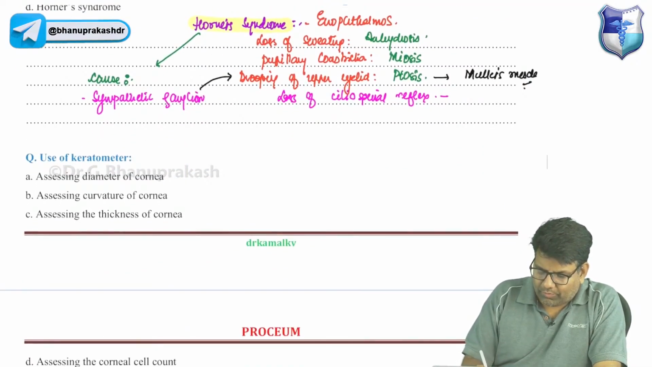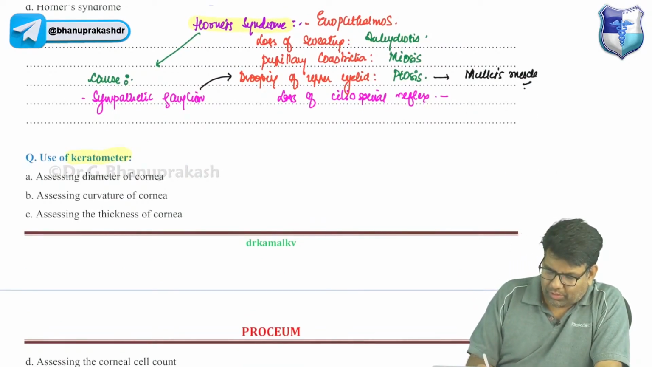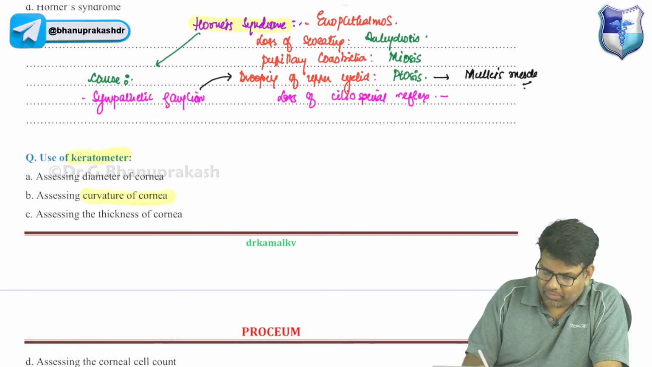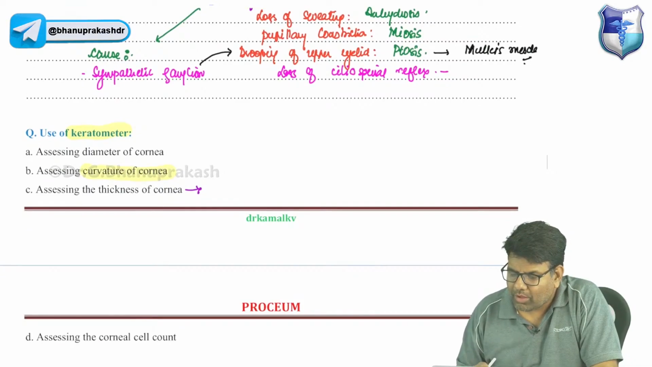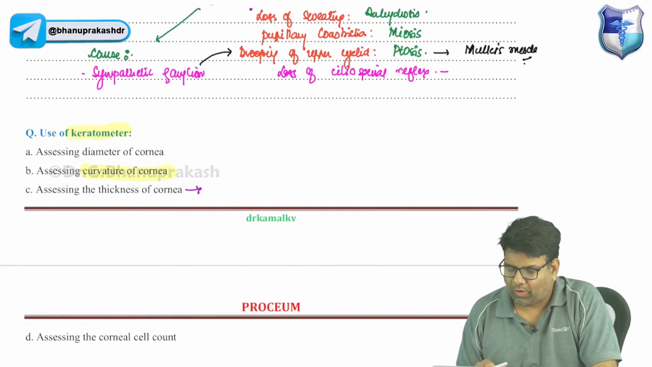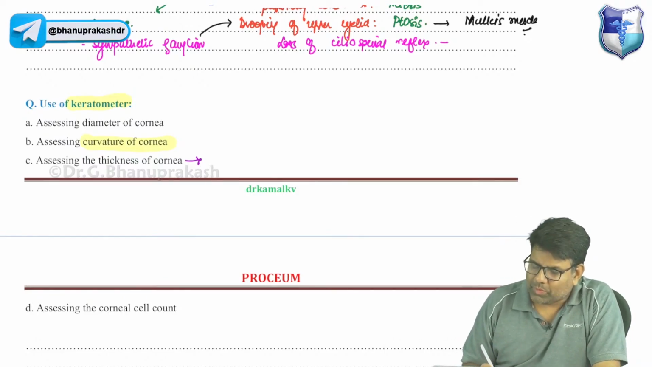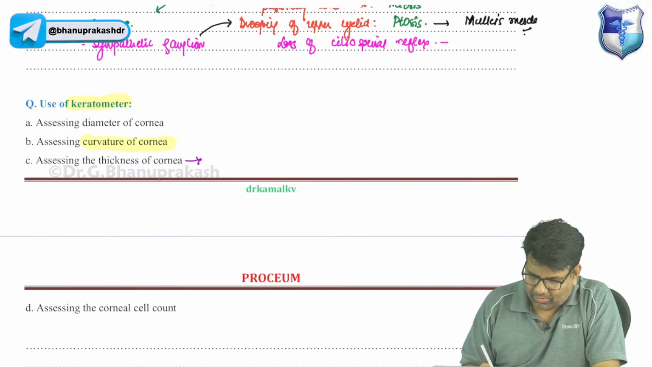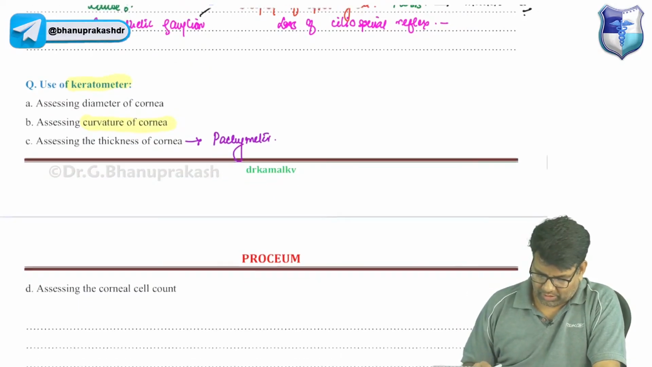Now, use of keratometer. I think everyone can answer this. Keratometer. Yes, curvature of cornea. Absolutely right. Curvature of cornea. Now, what is used for measuring thickness of cornea? Yes, B is the correct answer to that MCQ. What is used to assess the thickness of cornea? Anyone? Pachymeter is used to measure the thickness of cornea.